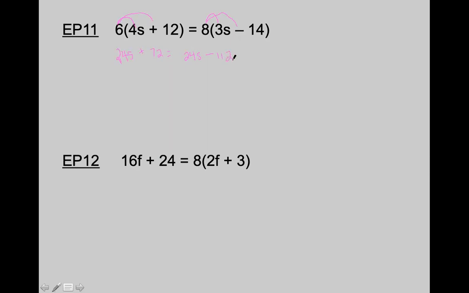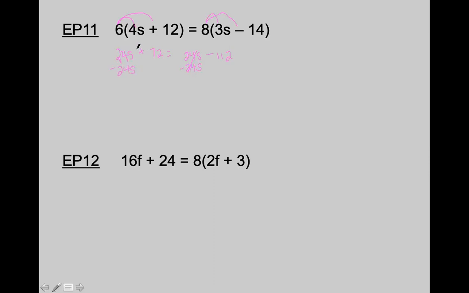All right, again, I'm going to work on getting variables on the left. Remember, it doesn't matter. I could choose either one. I could choose to get variables on the right and constants on the left, or variables on the left and constants on the right. But I'm going to go ahead and try to get all my variables on the left. So I'm going to leave this 24s on the left. It's already there. But I'm going to move this term so that all my variables are on the left.